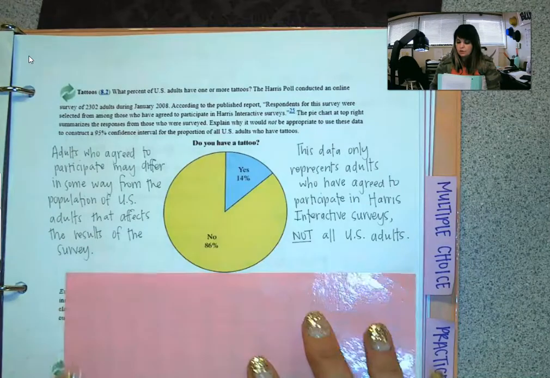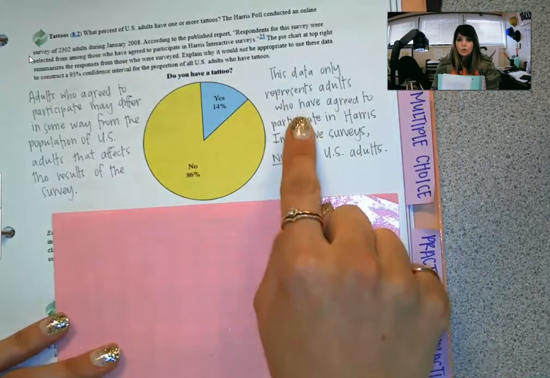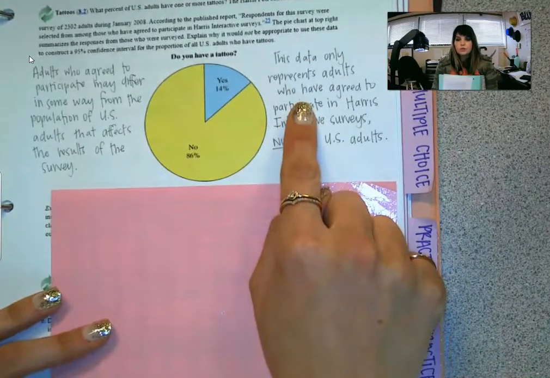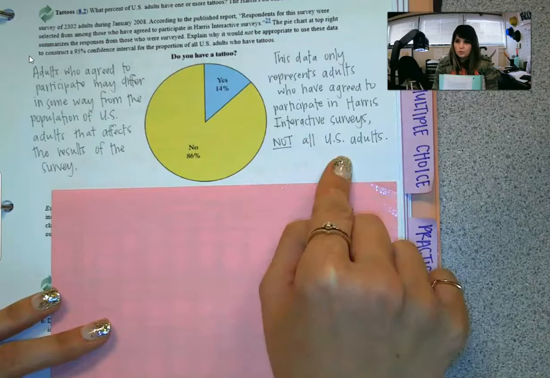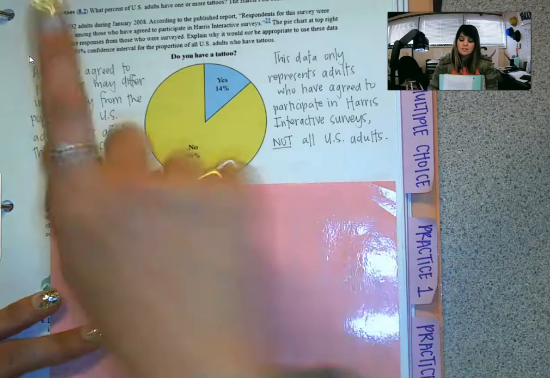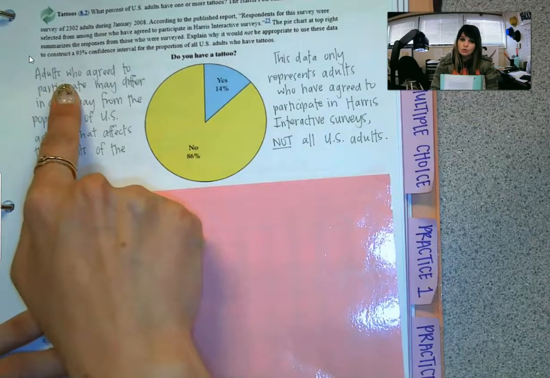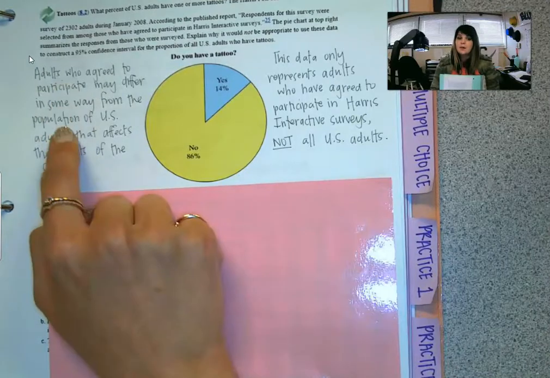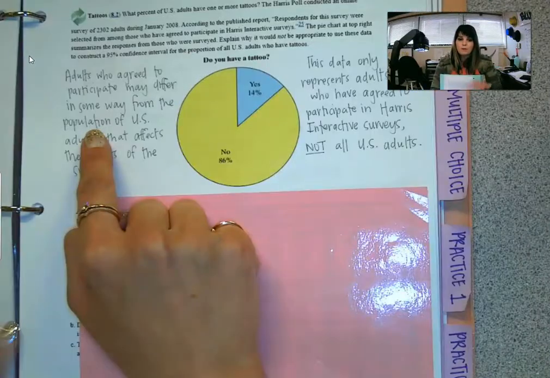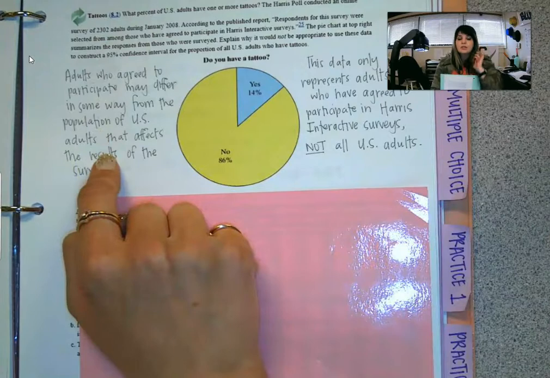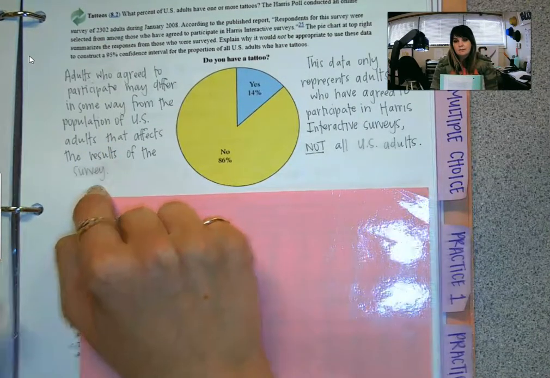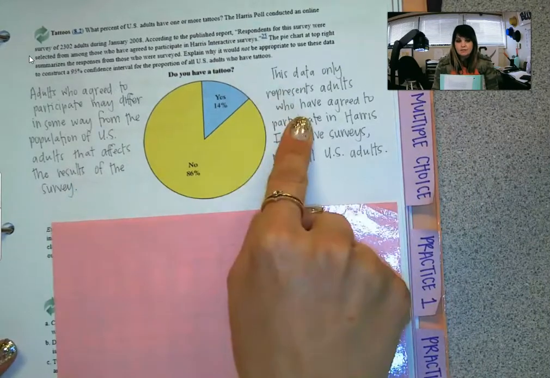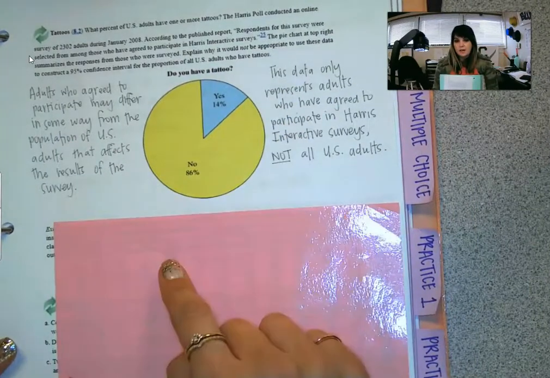Okay, so this data only represents adults who have agreed to participate in Harris Interactive surveys, not all U.S. adults. Because the chances are adults who agreed to participate may differ in some way from the population of U.S. adults that affects the results of the survey. This is good enough. These two together is best.